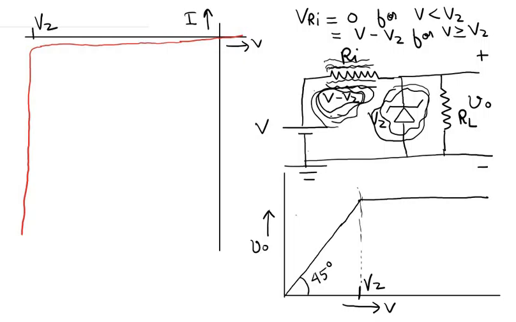We'll do some problems to clarify why the resistor Ri is put here, but I hope you have got a feeling for why this resistor is required. So this resistor is required to consume this excess voltage V minus Vz when the input voltage increases to a value higher than Vz.